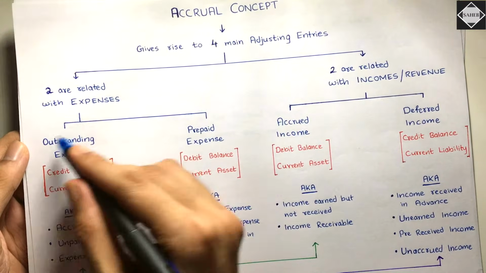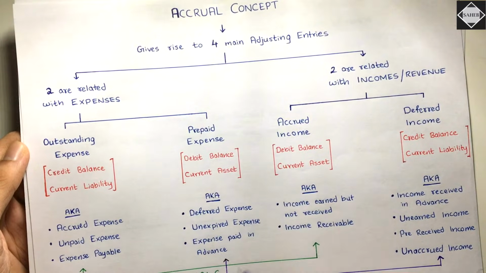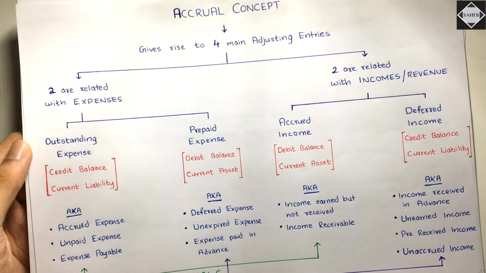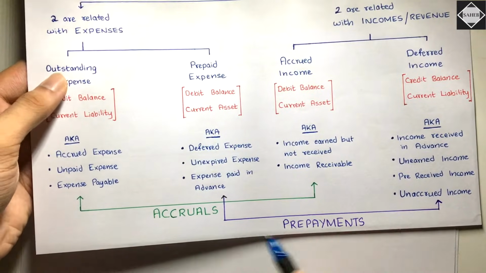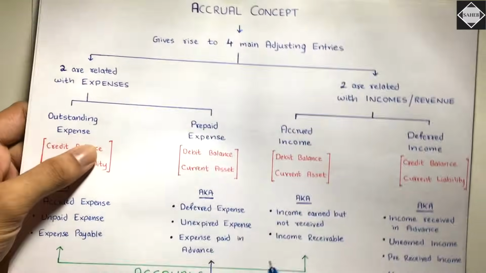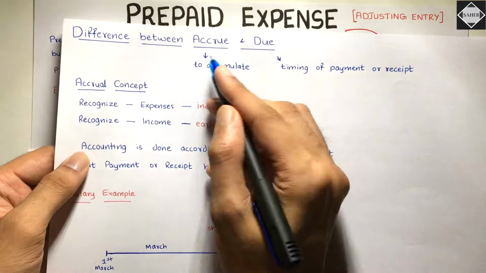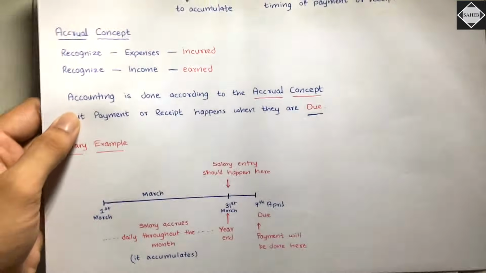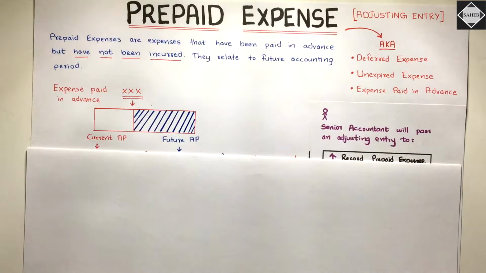We have already covered outstanding expense with the example in the previous video. Now in this video we are covering prepaid expense. Prepaid expense is also part of prepayment, it's also called prepayment, in this category. Then we discussed accrued and due, these 2 accounting terms, and what the difference between these 2 is, and we took a small example to understand that. That was the first video of adjusting entries, the conceptual video.